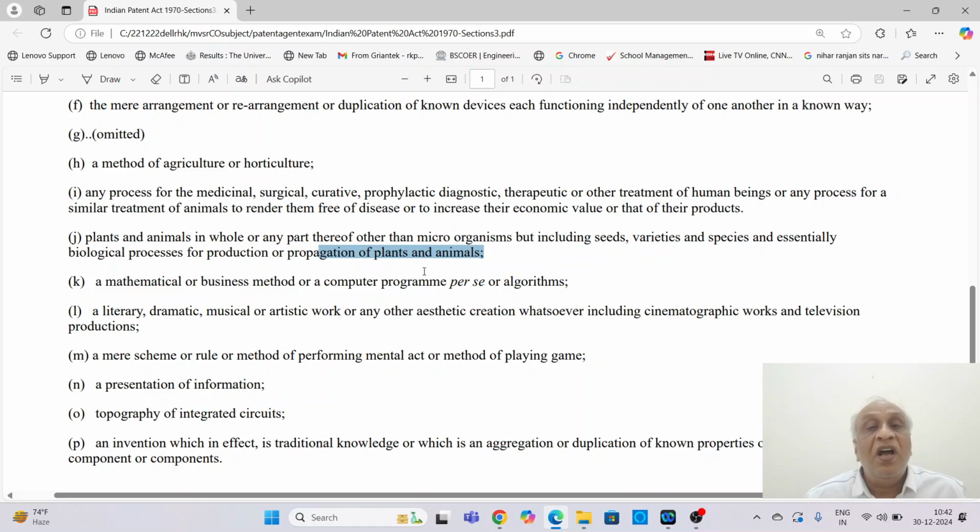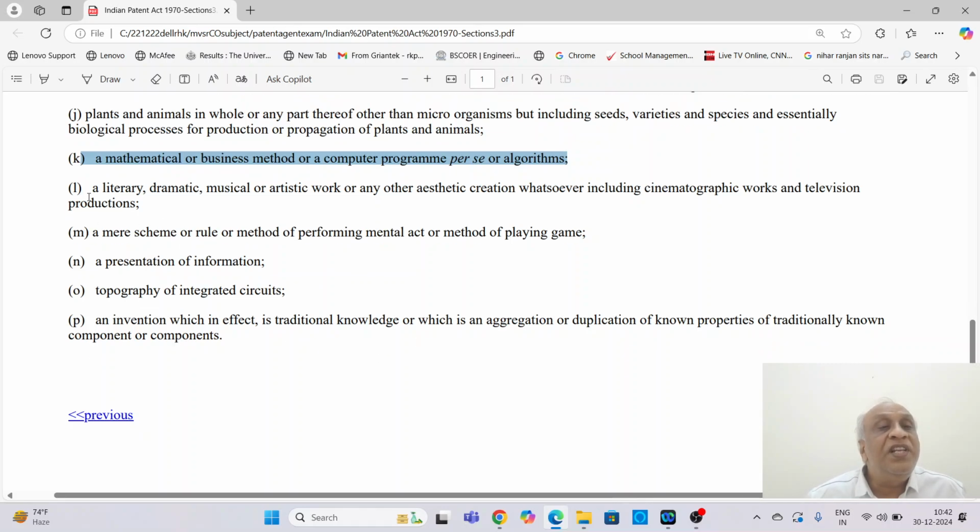Section 3K says algorithms, computer programs, mathematical methods, business methods cannot be patented. So Section 3K is related to computer programs and algorithms. Where you can get the protection, they can be copyrighted. Similarly, Section 3L deals with literature, drama, music, art, aesthetic creation, cinematography, television. All these cannot be patented because all these come under copyrights. Section 3M, say you are playing a game, the mental act or method of performing steps of the game, they cannot be patented.